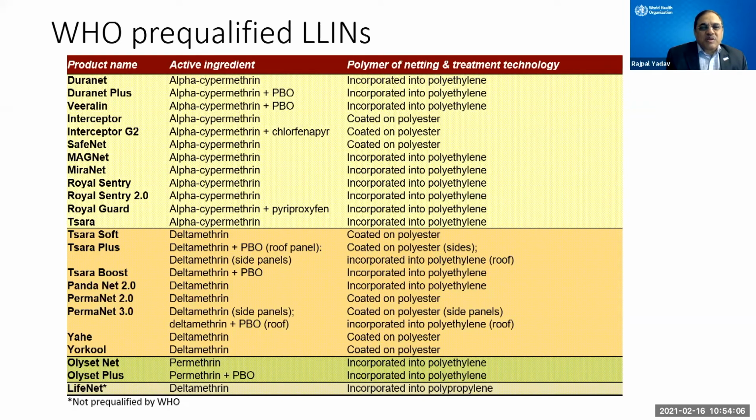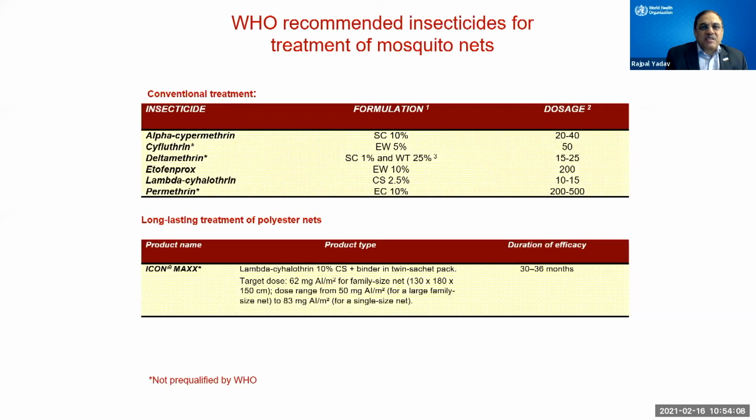And then, of course, this table gives insecticides that can be used for treating mosquito nets conventionally at home. But of course, this is not the intervention that is now being promoted anymore because this requires 6 months or more frequent treatment of nets. So these days, more focus is on long-lasting nets than on treatment of nets conventionally.